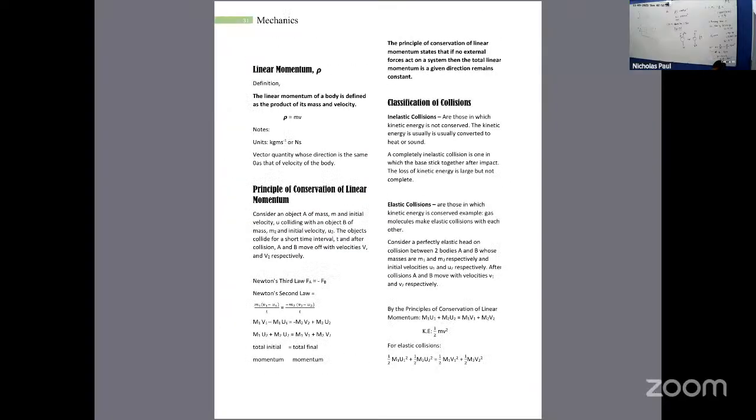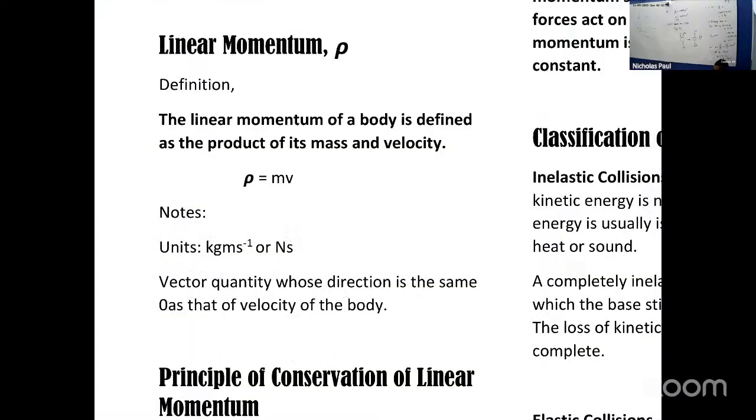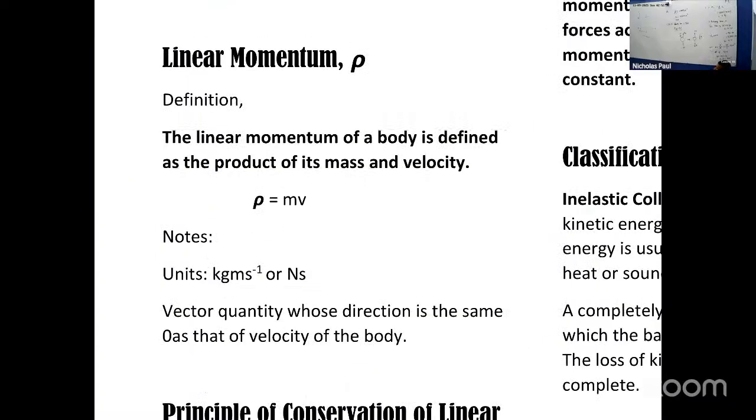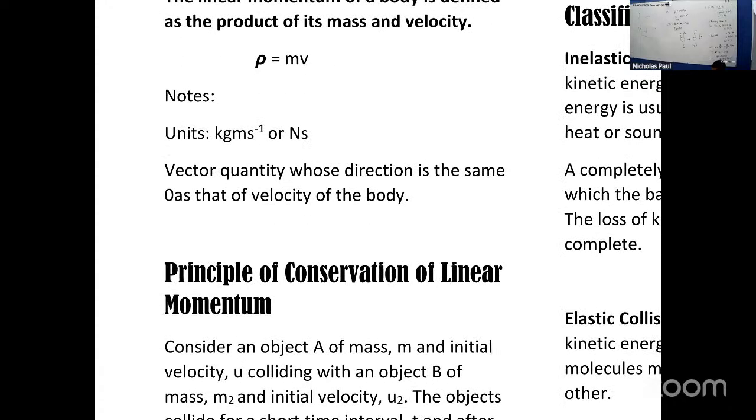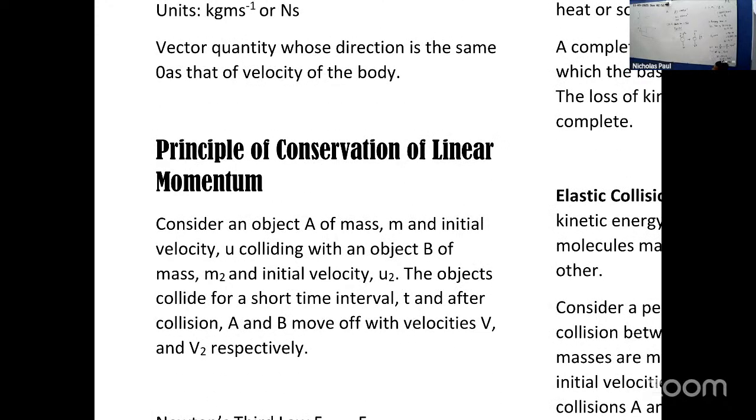Right, and then you have a few examples there. And then we have linear momentum. Remember this? The linear momentum of a body is defined as the product of its mass and velocity. All right? And then we're going to take a look at the conservation of linear momentum. You have to remember the law: total momentum before collision is equal to total momentum after. So we have to prove it.